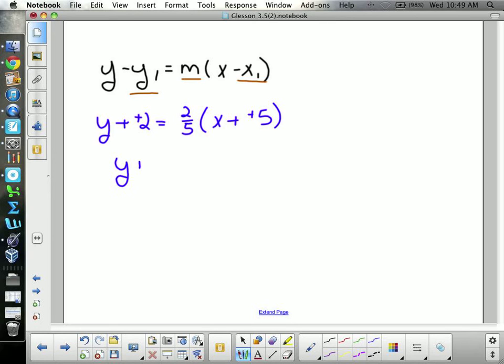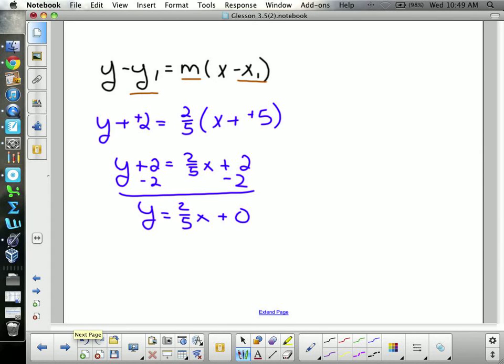Distribute. Y plus 2 is 2/5 x plus 2/5 times 5, which is just 2. Finally, second step, get rid of this number by the y, so -2 from both sides, and you get y equals 2/5 x plus 0. Now, you could put the plus 0 down, or you could leave it off because it makes little difference, but I can tell now my y-intercept is at 0 and my slope is 2/5. So if I need to graph that line, we could do it. Question?